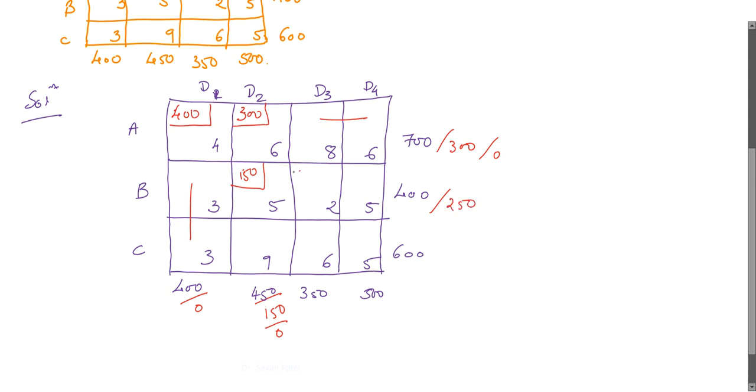Now the northwest corner is this one, since the previous is cancelled. The minimum of 350 and 250 is 250. So here we are left with 0, and here we are left with 100. Now the northwest corner is this one, the minimum of 100 and 600 is 100, so it is 100 here, and here we are left with 0, and here we are left with 500. The last corner is 500 with 500, so it is 500 there, and both are cancelled with 0. So this is our solution via the northwest corner method.